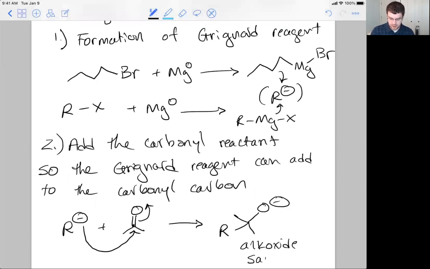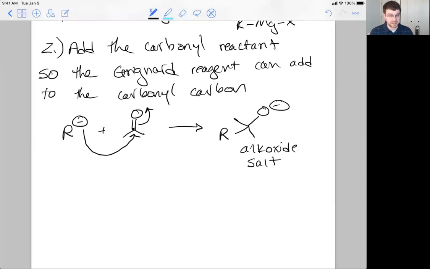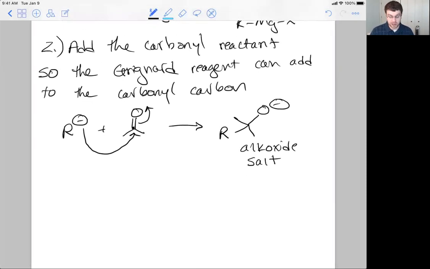And the carbonyl, let me just be clear, could be anything. Acetone's a nice starter thing. I like to use acetone instead of something with a bunch of R groups, though I could. And it could be an aldehyde.